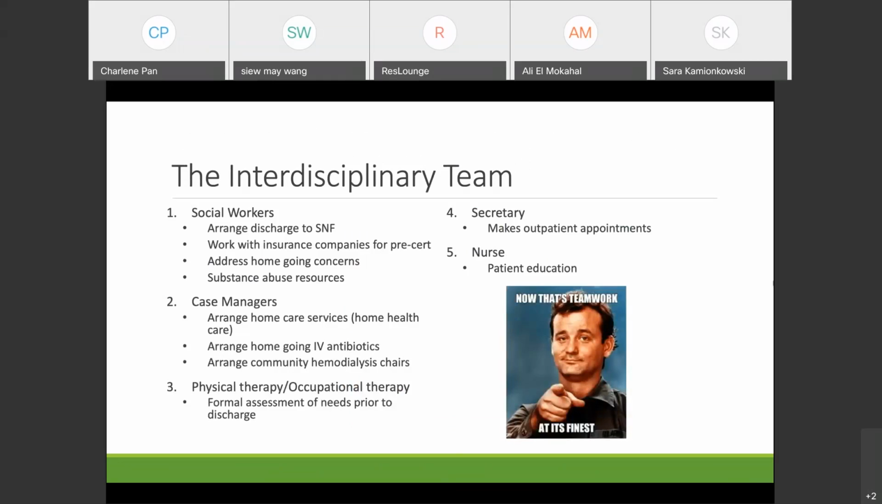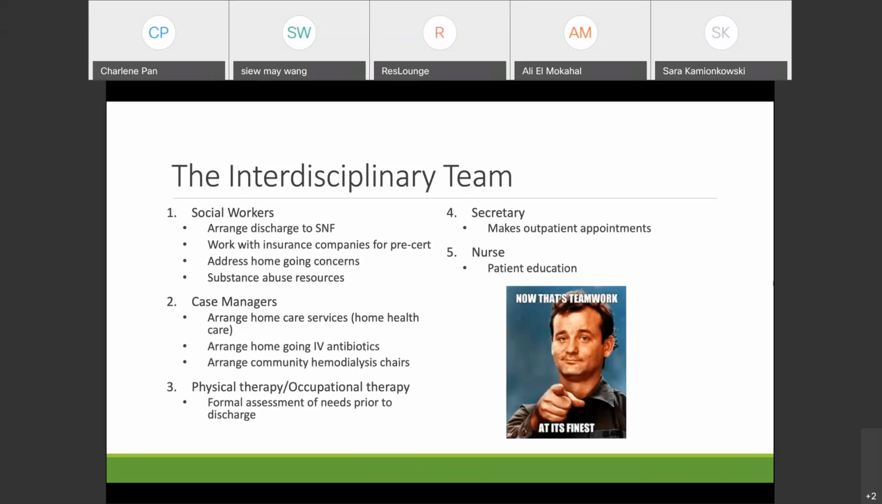Case managers arrange home care services like PT, OT, skilled nursing, home health aides. They also arrange homegoing IV antibiotics, as well as community hemodialysis chairs. There's the physical and occupational therapists. They do the formal assessment of what a patient may need homegoing, in terms of are they safe to go home from a functional standpoint? That being said, not every patient needs physical therapy and occupational therapy.